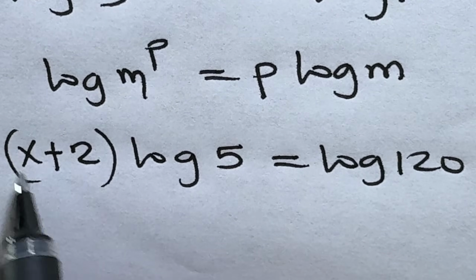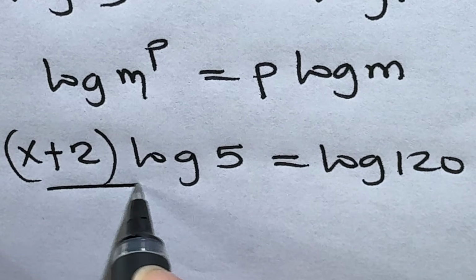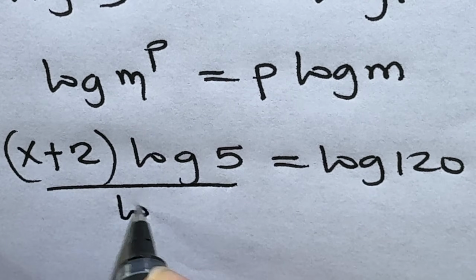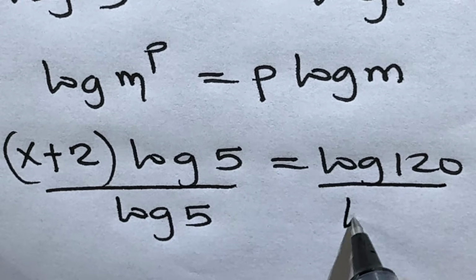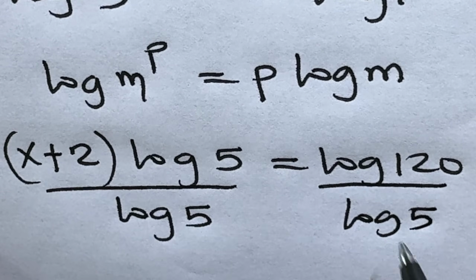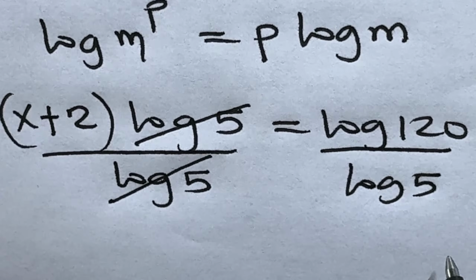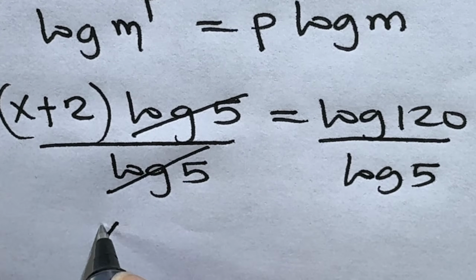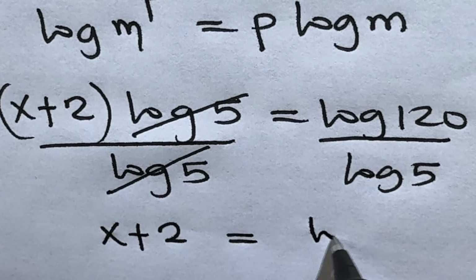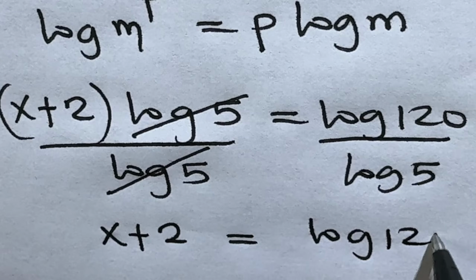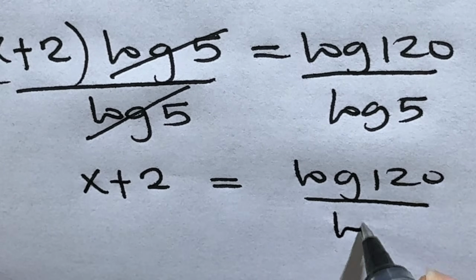In order to solve for x, we need to first divide both sides by log 5, so that we can get rid of log 5 from the left side expression, leaving us with x plus 2 is equal to log 120 divided by log 5.